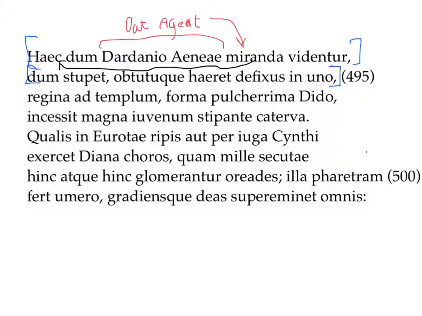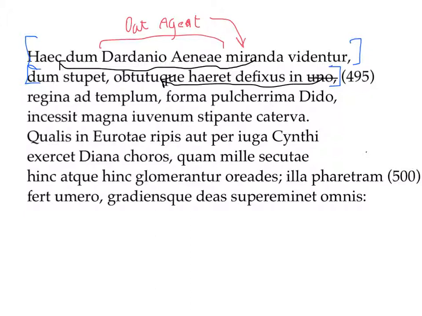Dum stupet, while he is stunned. And he sticks. It's like he's planted. Haeret. Astonished, defixus. And I think that in uno obtutu, I think uno and obtutu go together. In uno obtutu, and that he sticks in one gaze. I think he's in awe, he's frozen.